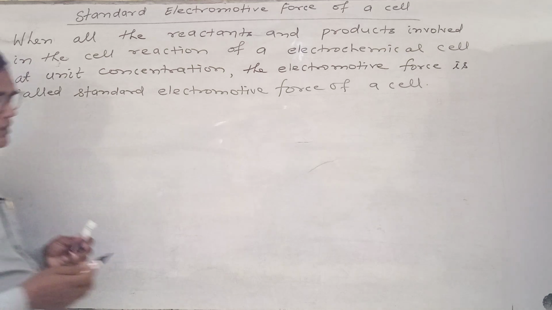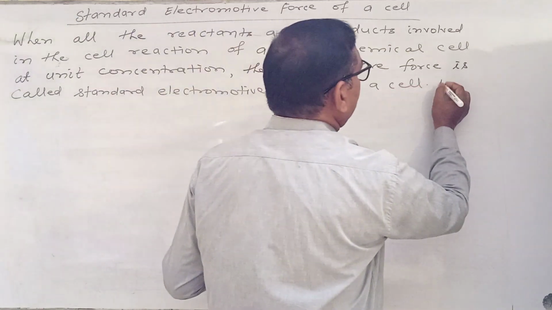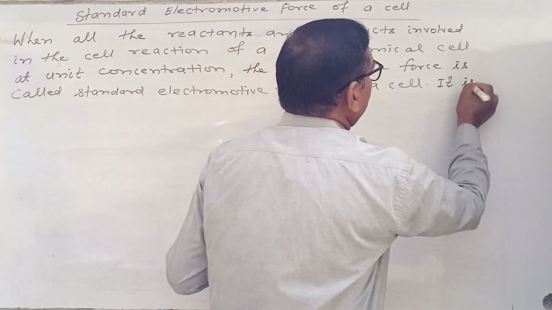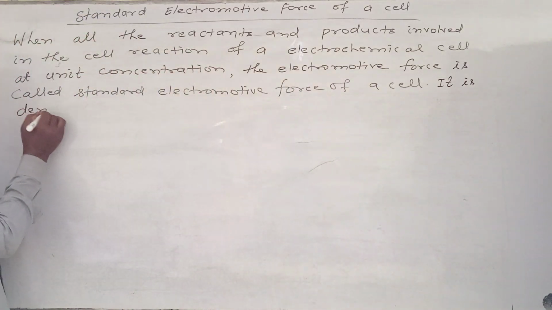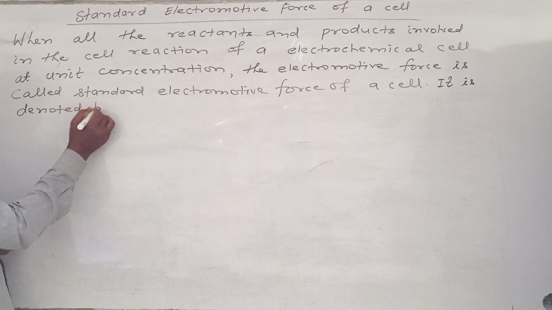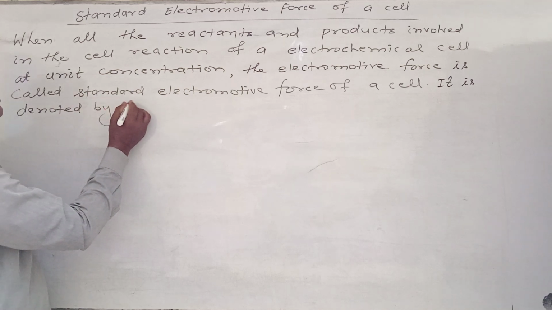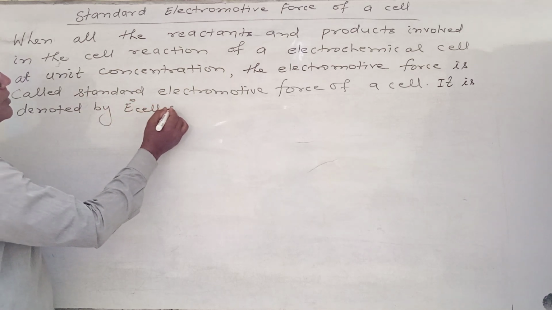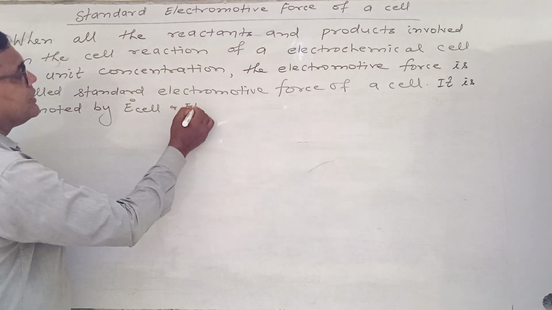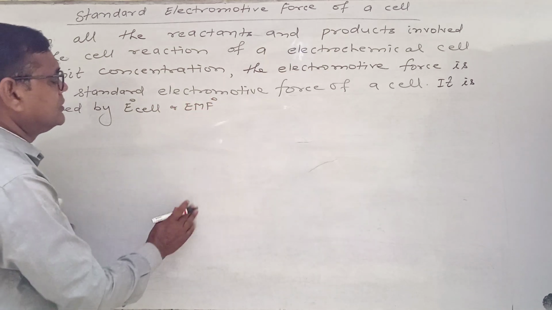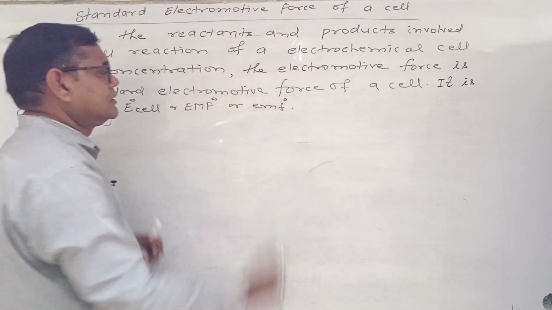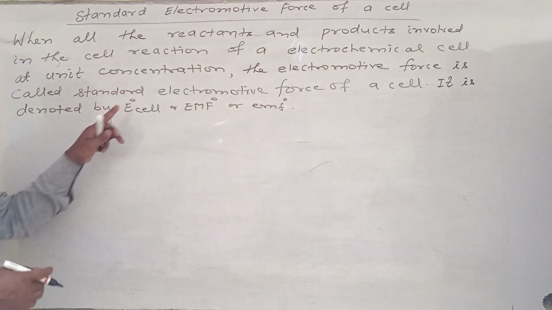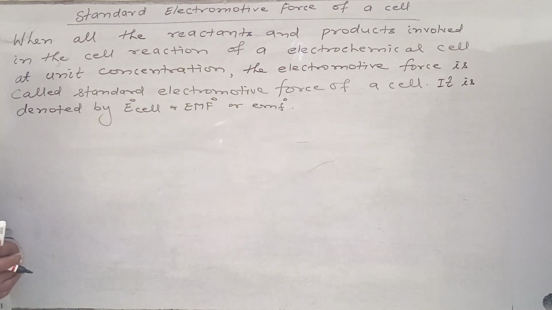Here we write, it is denoted by E naught cell, or EMF naught, or a small EMF naught. This naught indicates the standard form.